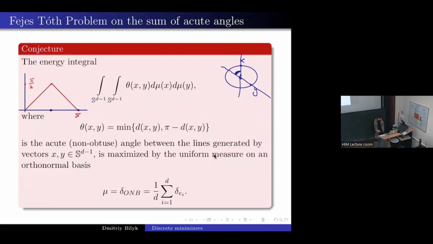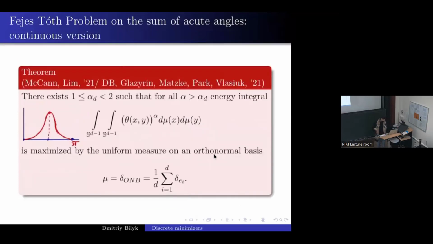However, there was some recent activity on this problem, both on the discrete side and on the continuous side. If you start doing the same thing that Bjork did and what we did for the geodesic distance, if you take powers, it is known that there exists a certain phase transition between 1 and 2, strictly less than 2, so that beyond that phase transition, the conjecture holds. For powers larger than that number, the uniform measure on the orthonormal basis is a maximizer, and moreover, it's unique.